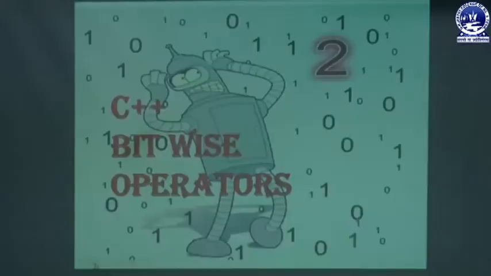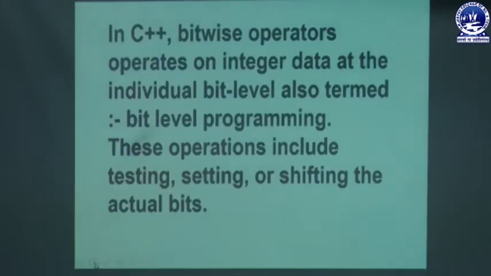Let us start. Today we will discuss one interesting type of operator, that is the bitwise operator. Actually when you are writing a program, you interact with bytes. A byte consists of 8 bits, but if you want to interact with each bit individually, then C++ provides lots of operators and those are called bitwise operators. Bitwise operators are used to perform bit level programming.